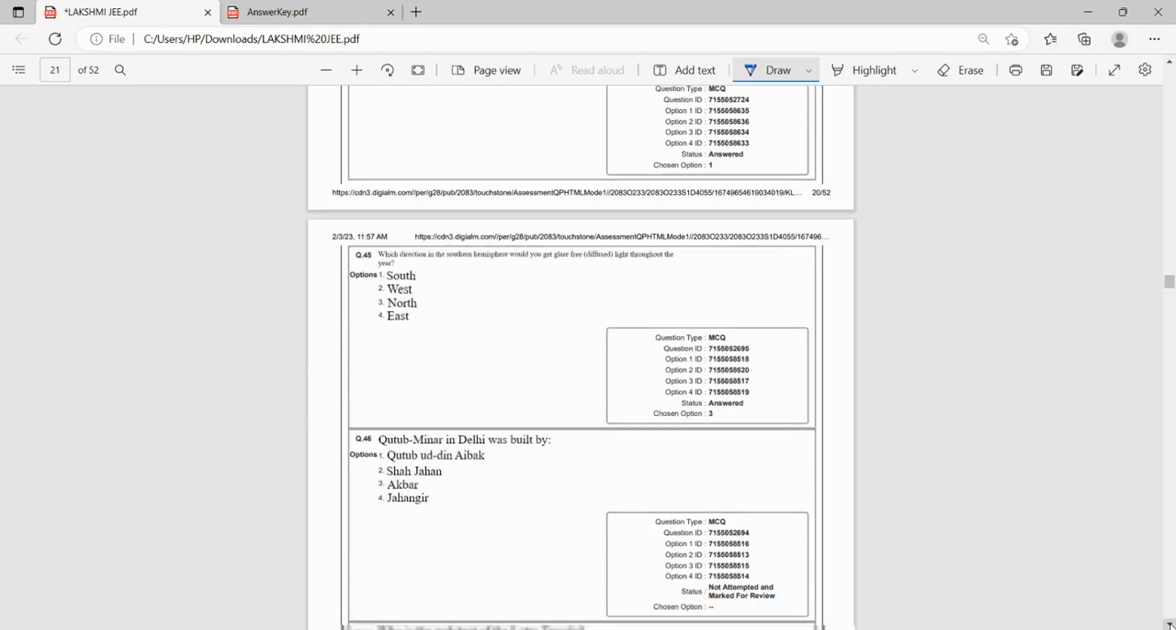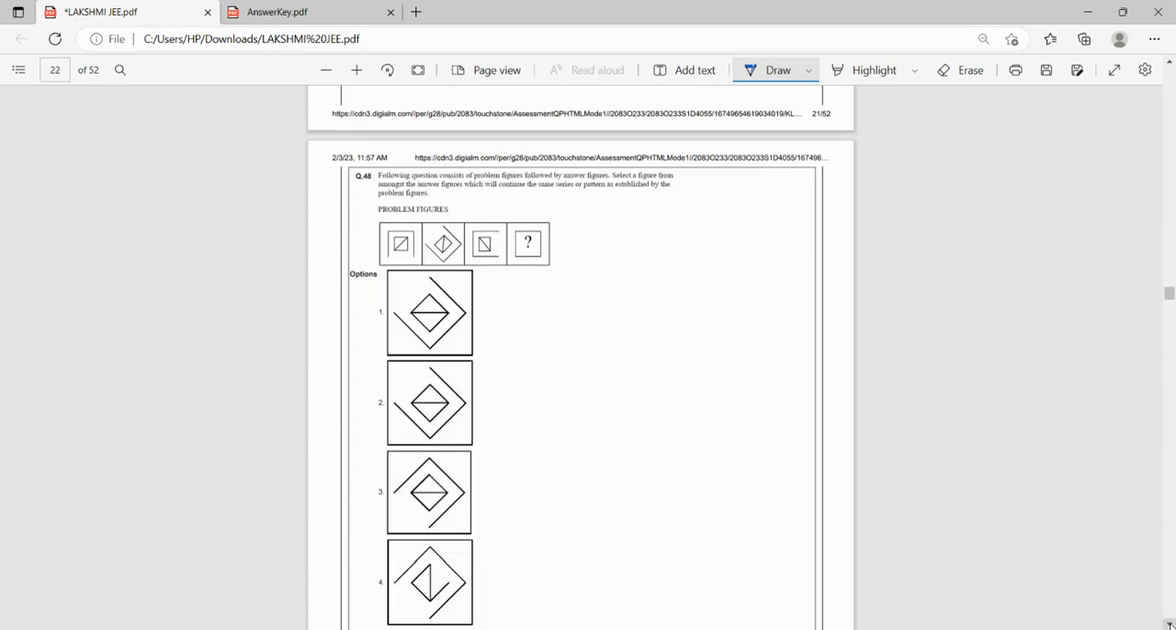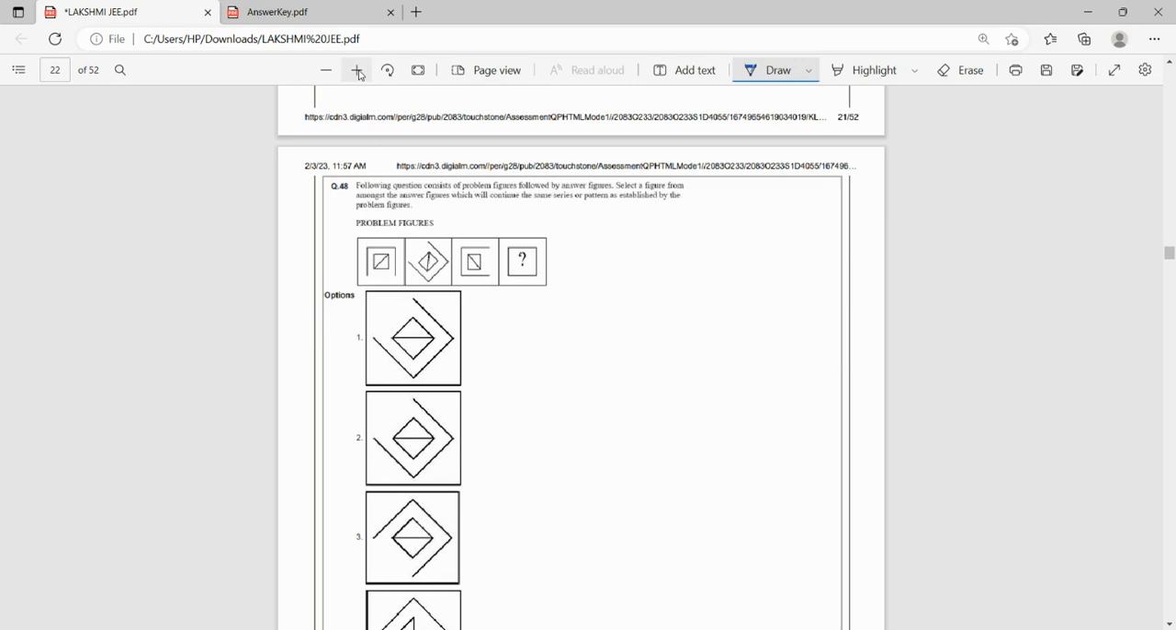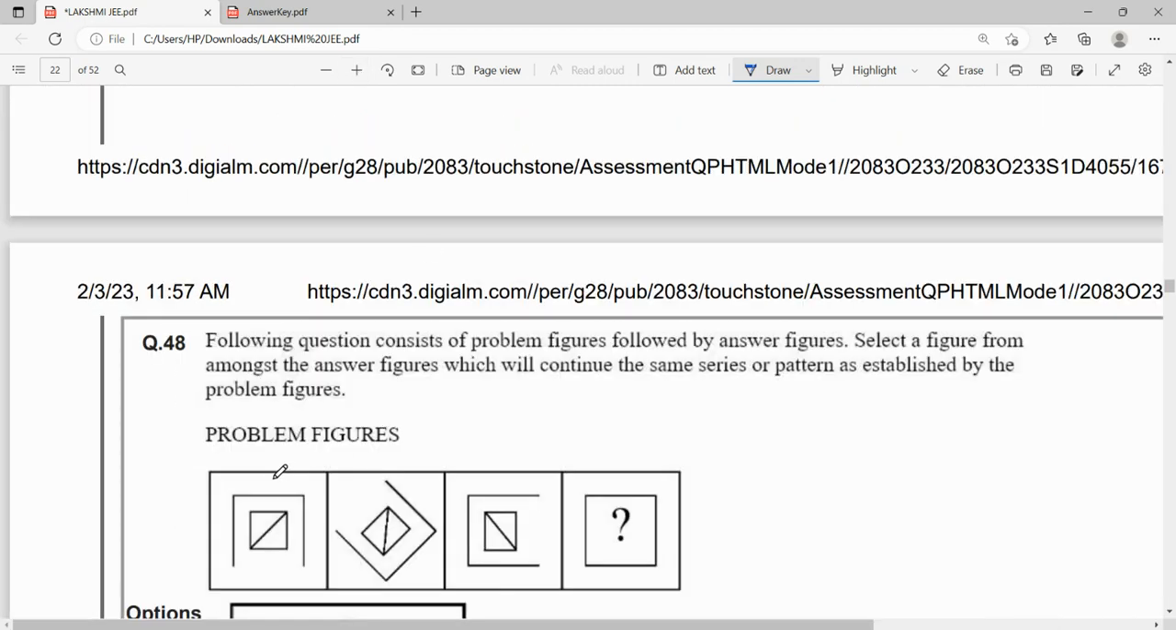We will focus on non-verbal reasoning right now. The following question consists of problem figures followed by answer figures. Select a figure from amongst the answer figures which will continue the same series or pattern as established by the problem figures. So we have to just focus on the figures. What is the major difference, or what is the thing that the series follows?